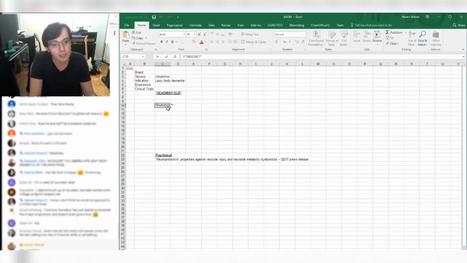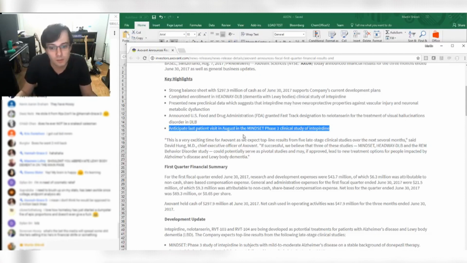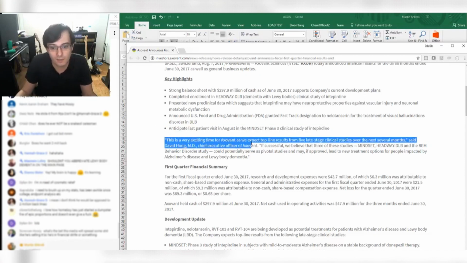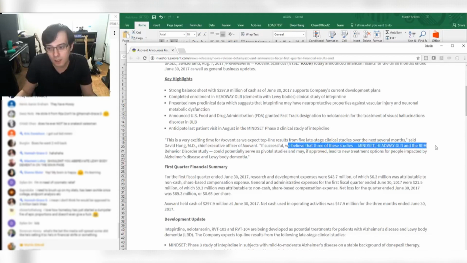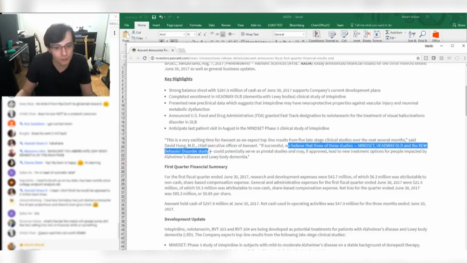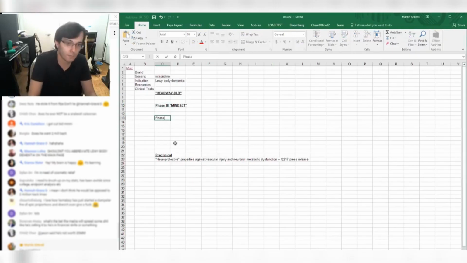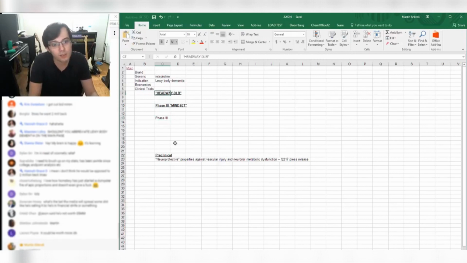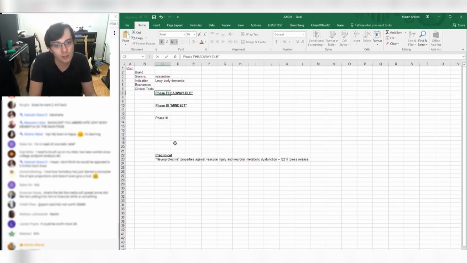Phase 3 Mindset. We don't know that that's the Alzheimer's study quite yet from this press release, but that's fine. This is a very exciting time for Axovan as we expect top-line results from 5 late-stage clinical studies over the next several months. If successful, we believe that 3 of these studies, Mindset, Headway, and the REM Behavior Disorder Study. So he did mention that Headway is a phase 3, so we'll write that in.